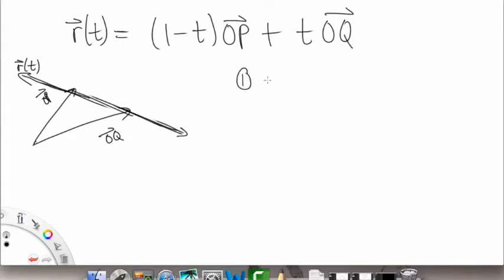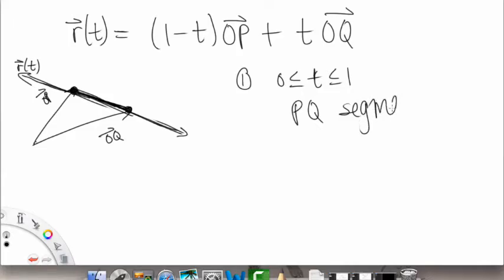So first of all, when T is between 0 and 1, that basically means that you're getting this segment here. So from the tip of OP to the tip of OQ, you're getting this line segment. That's what this parameterizes, okay? So this gives you the PQ segment. It just goes from here to there. That's when T equals 0 to T equals 1, all right? And anything in between there, okay?